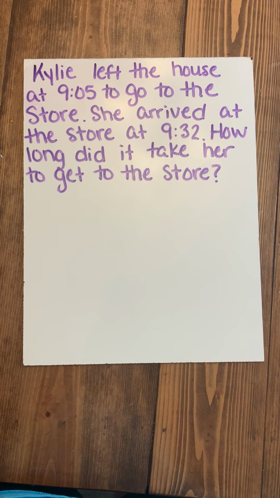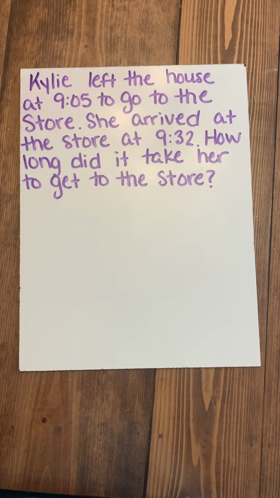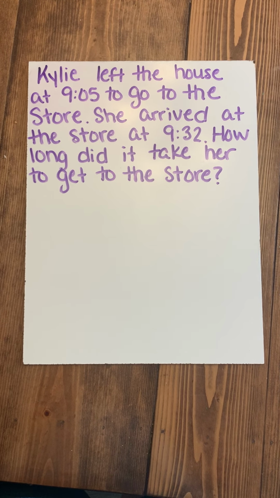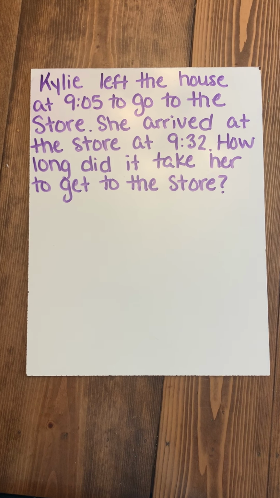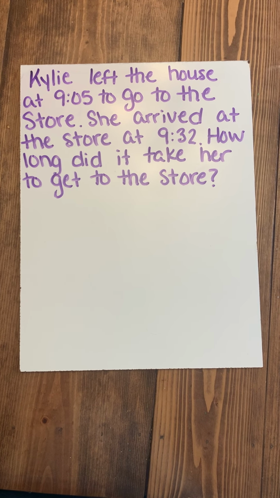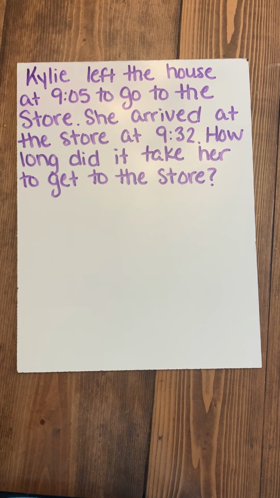We're going to go over quickly all three of these. Hopefully it'll give you a little bit better understanding or idea of how to do elapsed time. So this is our first example. This is a word problem. It says Kylie left the house at 9:05 to go to the store. She arrived at the store at 9:32. How long did it take her to get to the store?